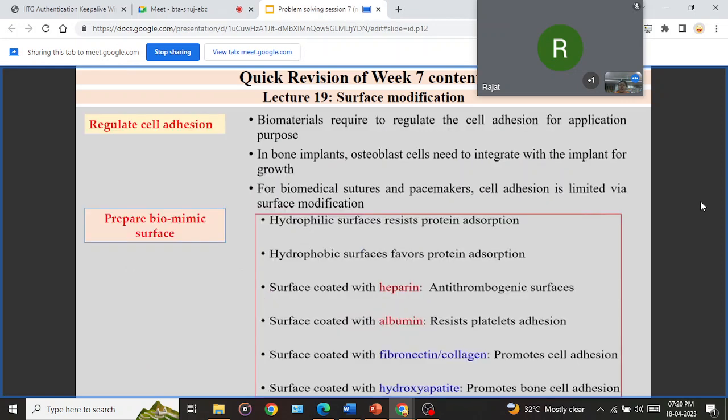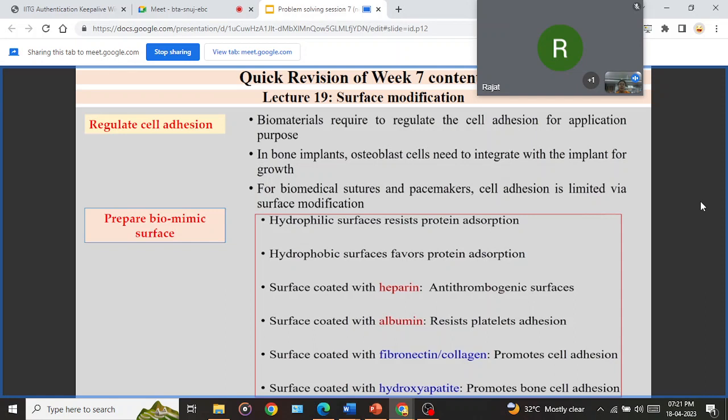So how can we regulate cell adhesion? What is the idea behind regulating the cell adhesion? A biomaterial requires regulation of cell adhesion for the application purpose. In case of bone implants, osteoblast cells need to integrate with the implant for growth. And in case of biomedical sutures or pacemakers, cell adhesion is limited via the surface modification. So what we need to do is prepare various biomimicry surfaces, that is, a biomaterial surface that has various biological functions.